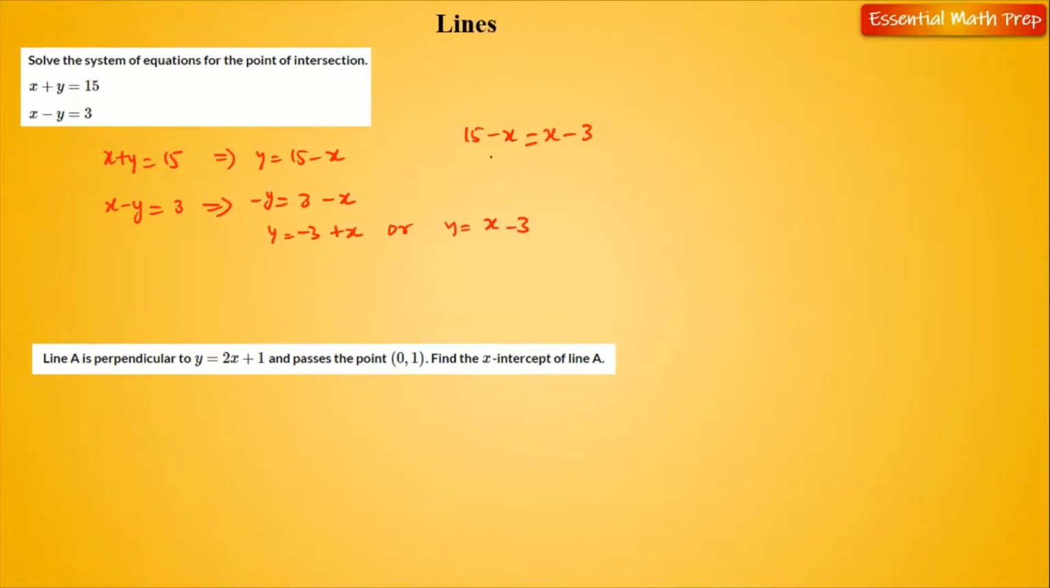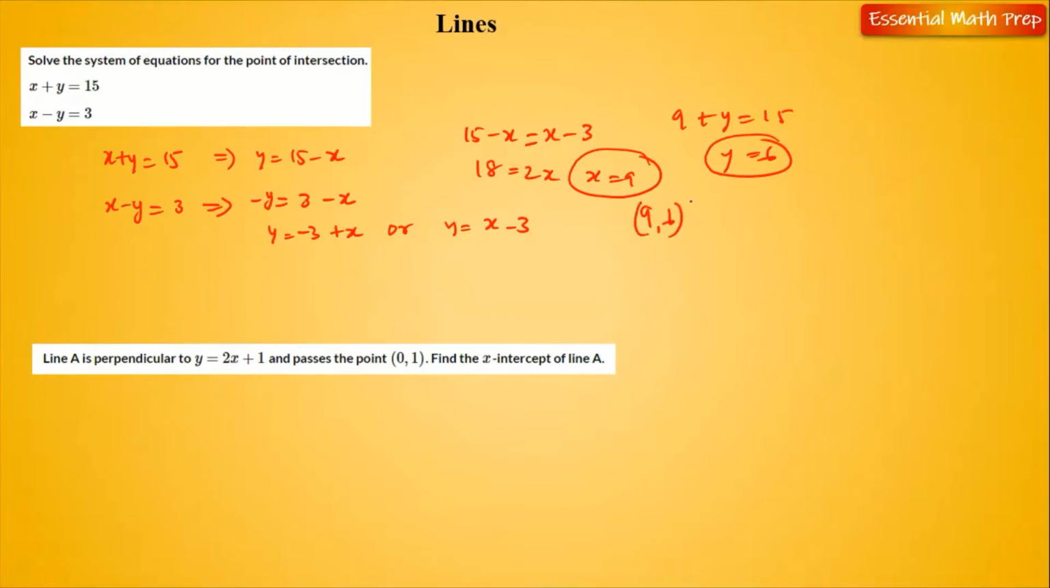So you can add 3 to both sides, which makes it 18, and you add x to both sides, which makes it 2x, so x equals 9, right? Now for the point of intersection, we can substitute x equals 9 in any one of the two equations to determine the value of y. So 9 plus y equals 15, y equals 6. So the point of intersection is (9, 6).